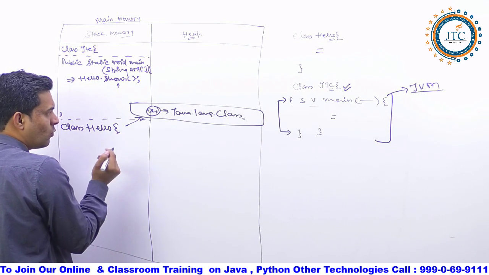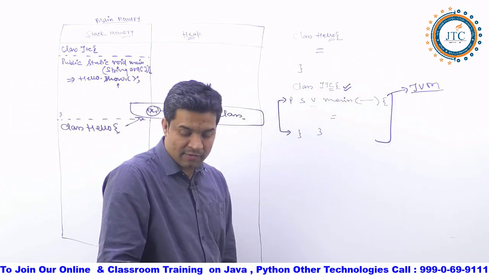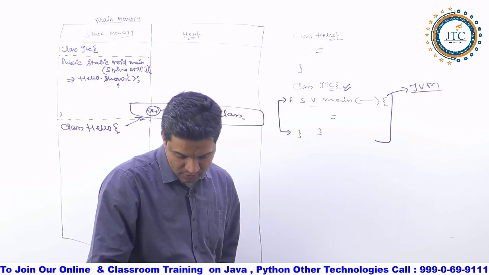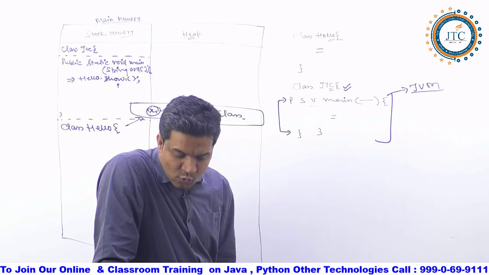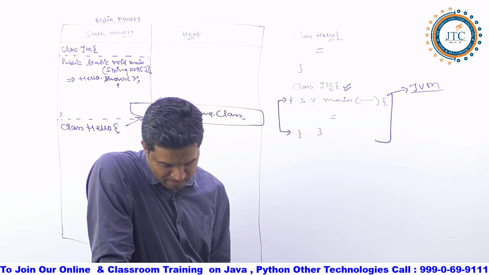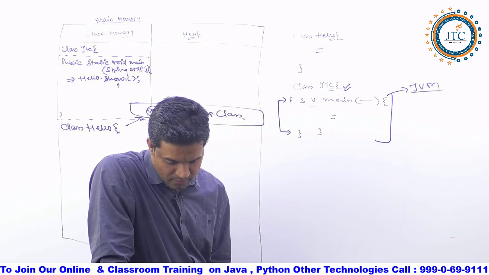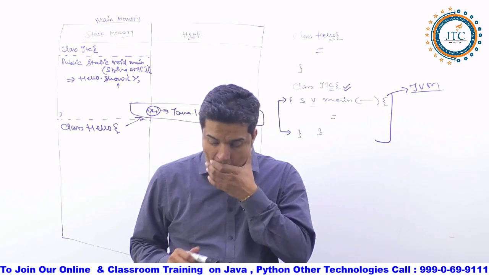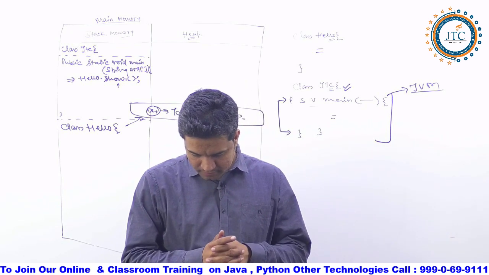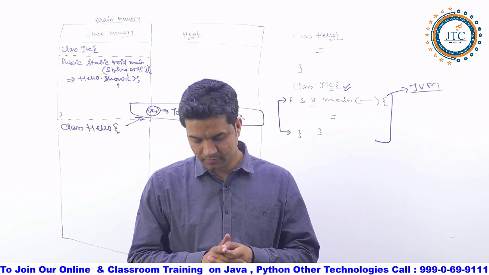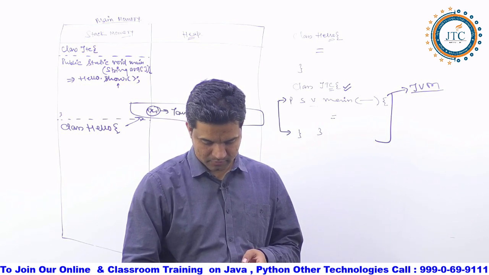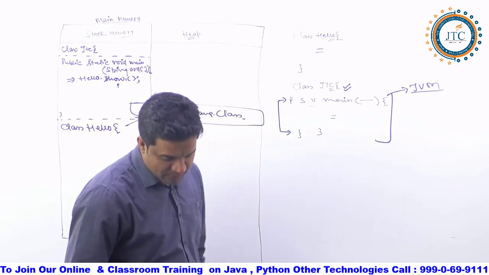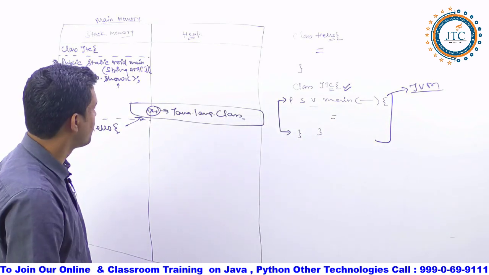Now when it is being loaded, which member of a class will get memory first? Whenever a class is being loaded, which member of a class is getting memory first? Tell me in the chat box. At the time of loading the class, which member of a class will get memory first? Any answers from your side? Very good. So the static member of a class is going to get the memory first, correct? So this will get memory.